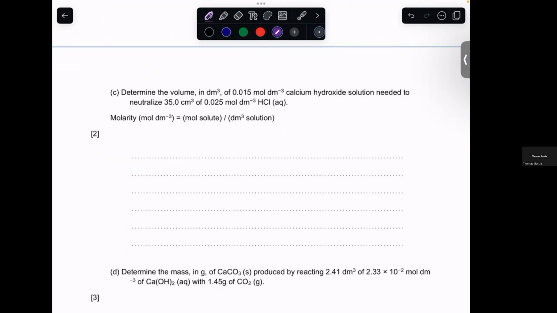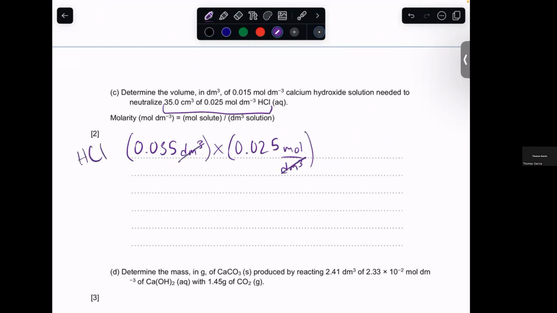So the first thing we're going to do is find how many moles of hydrochloric acid we have. So using this equation, we can find that 0.035 decimeters cubed multiplied by 0.025 mole over decimeter cubed, and this is all HCl. Decimeter cubed cancels decimeter cubed. And we will find that we are starting with 0.00088 moles.